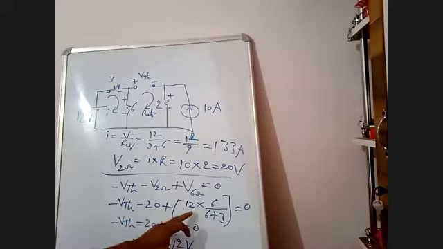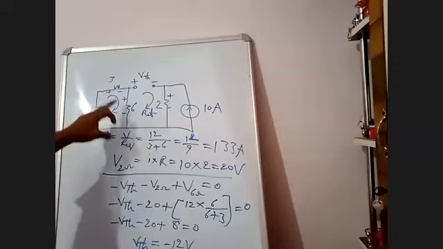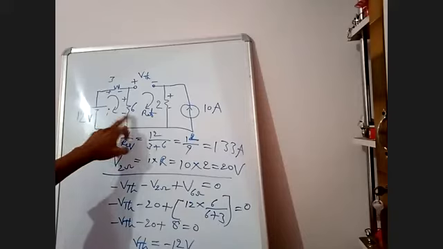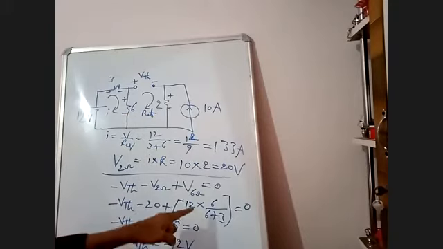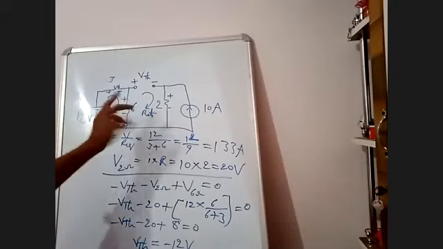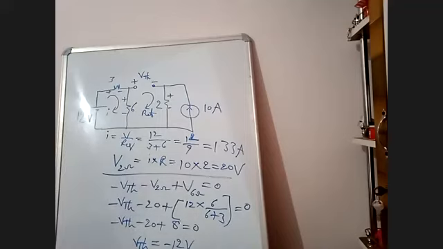Whether you apply voltage divider here or determine the current and substitute 6 into I, that is the voltage. 6 into I is the voltage. Directly you can apply voltage divider and we can determine the voltage here also. So this is the VTH. Now we have determined VTH here. Now we'll go for RTH.